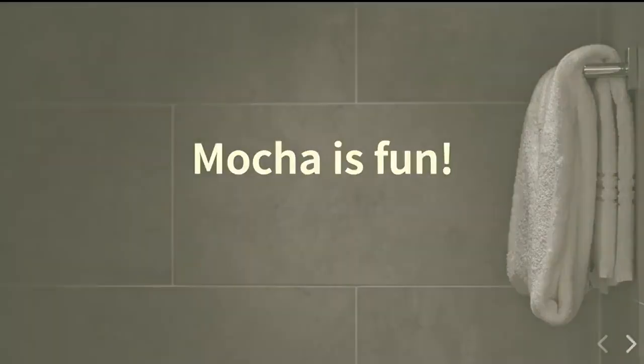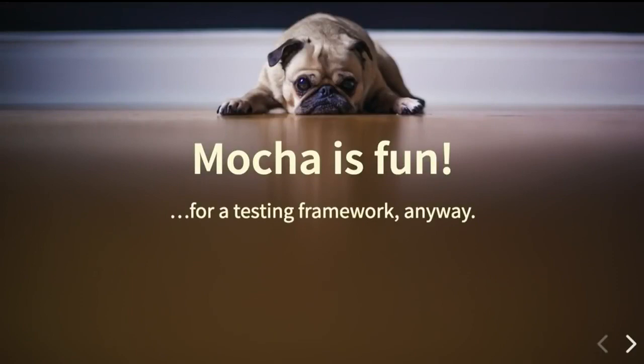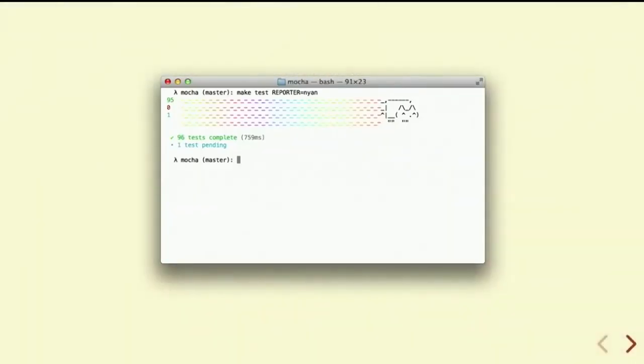Mocha is also, I dare say, fun for a testing framework, I suppose, because there's really no other testing framework that has a Nyan-cat reporter that I know of anyway.